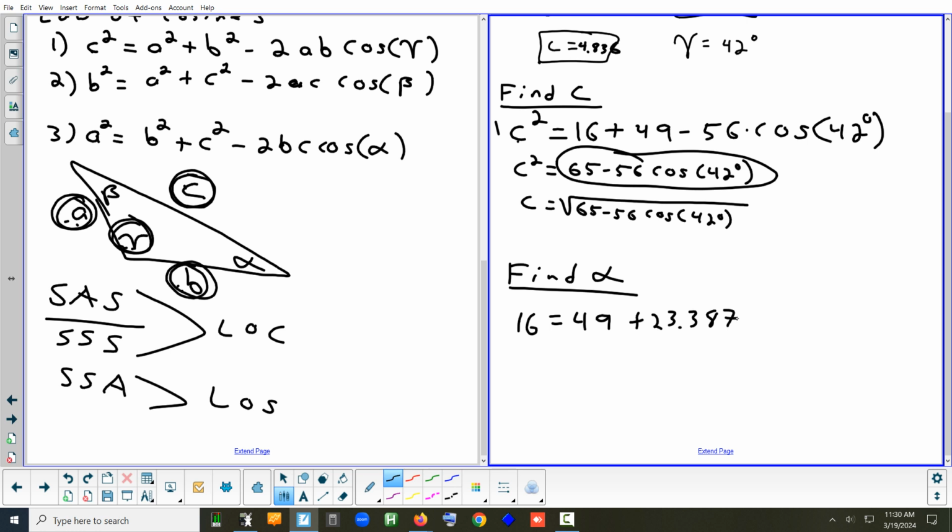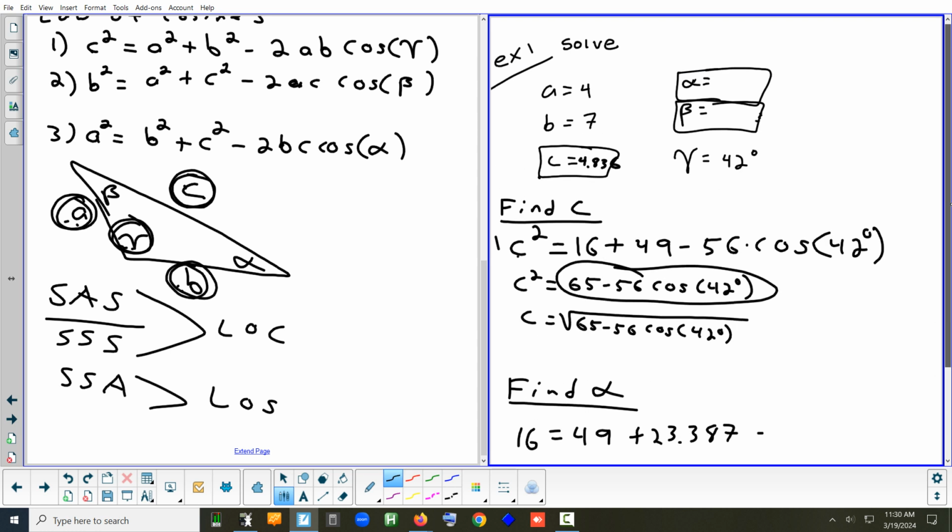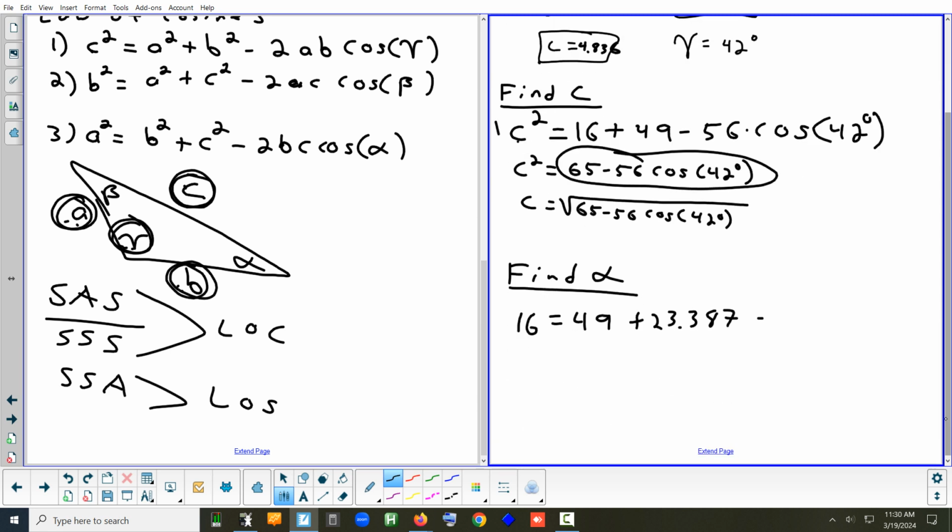So that's a squared, b squared, c squared. Now I need 2bc. Well, let's do 2 times b first. What's 2 times b? So 14 times c. I need 14 times 4.836. 67.704. So that's 2bc cosine alpha.